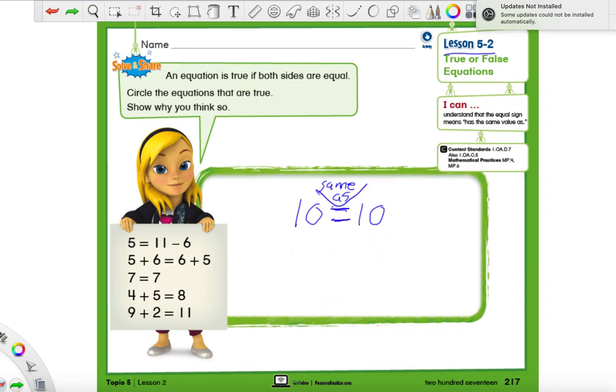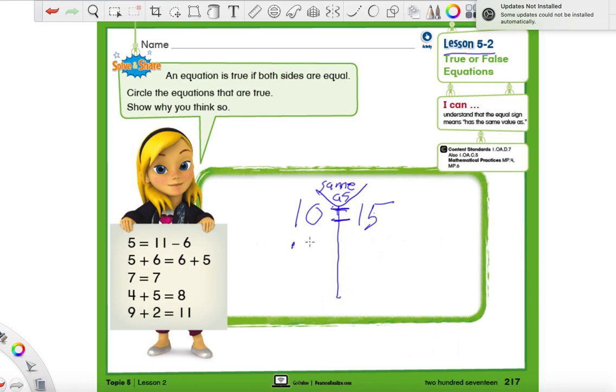What if instead of 10 equals 10, it said 10 equals 15? Is this true? Is 10 the same as 15? No way, because we know that 15 is a bigger number. And again, if it helps, you can draw the fence.